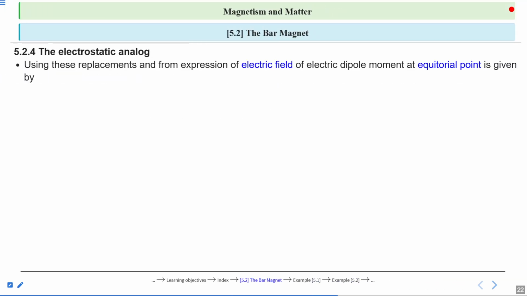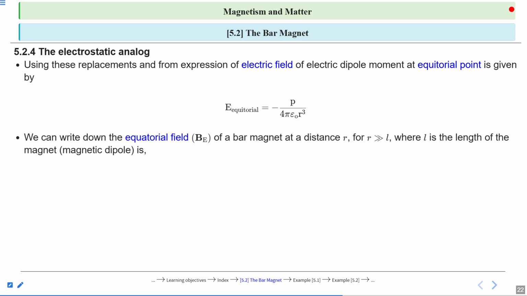Okay, using these replacements, from the expression of the electric field of an electric dipole at the equatorial line. We have already discussed in our previous class that for the equatorial line, the electric field due to an electric dipole is E equatorial equal to minus P upon 4 pi epsilon naught r cube. Similarly, we can do the replacements and write down the equatorial magnetic field BE of a bar magnet at a distance r, where r is much greater than the length of the bar magnet, where L is the length of the magnet, or we can say magnetic dipole.